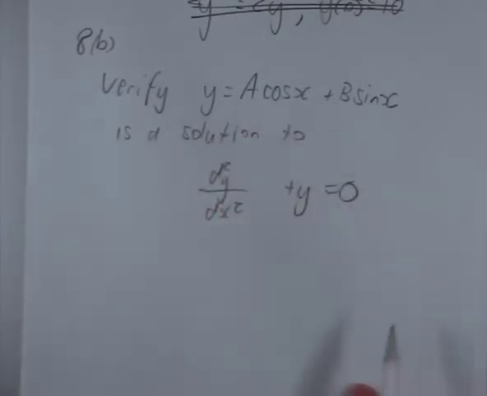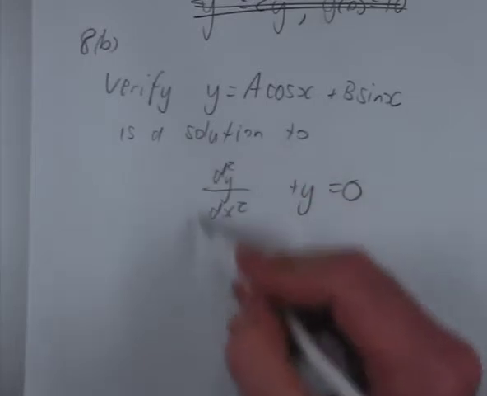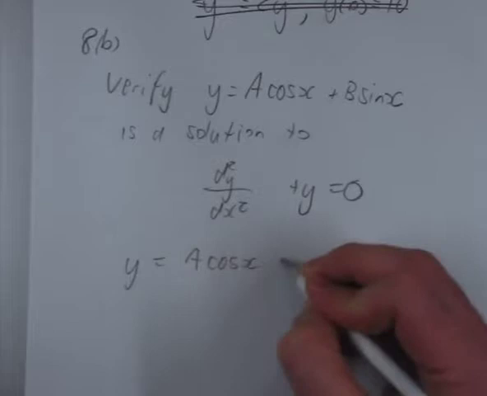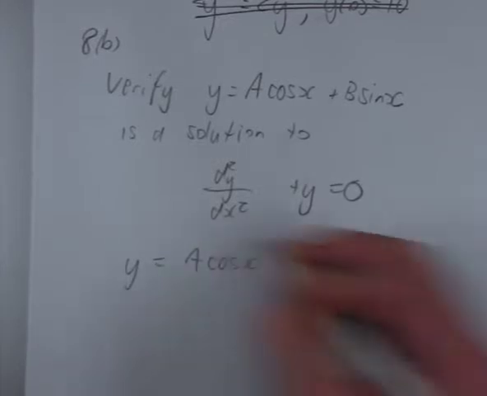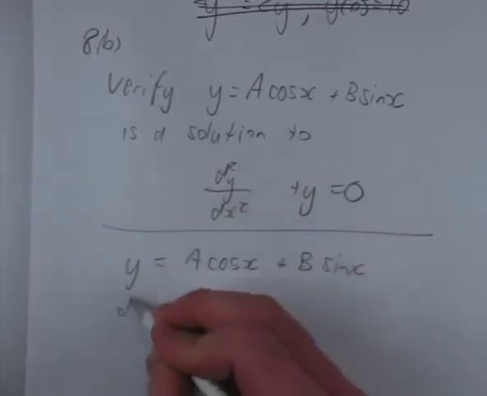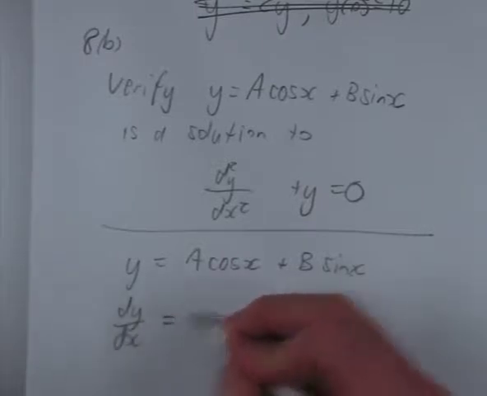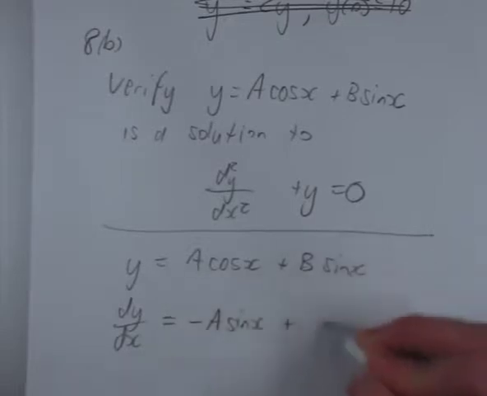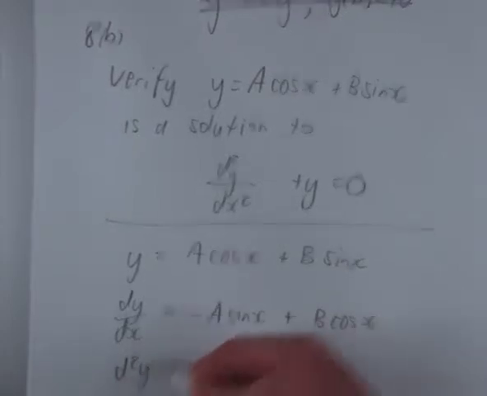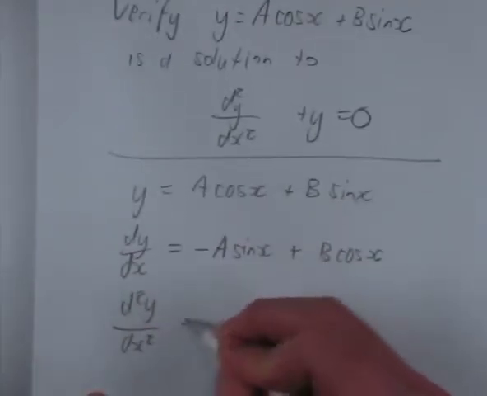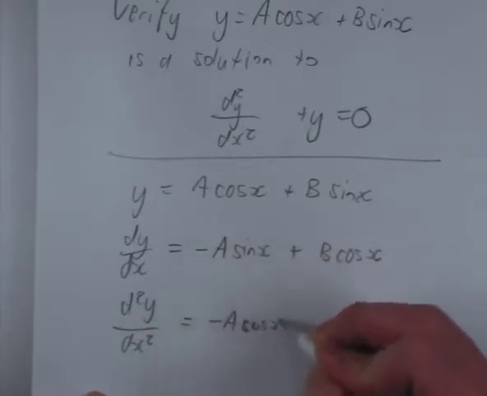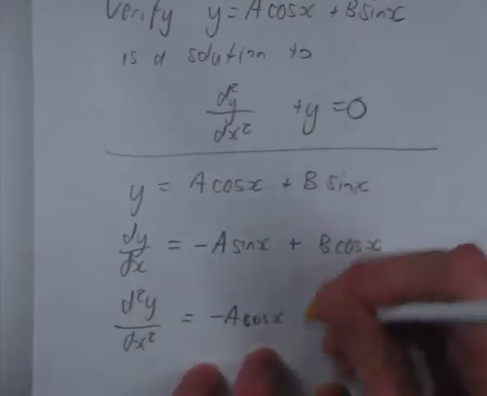Because what we need to do is figure out what d squared y on dx squared is for this. So y is a cos x plus b sine x. And dy on dx, so the derivative of cos would be minus sine, and the derivative of sine would be plus cos. And the second derivative, so the derivative of sine would be plus cos, and the derivative of cos would be minus sine.